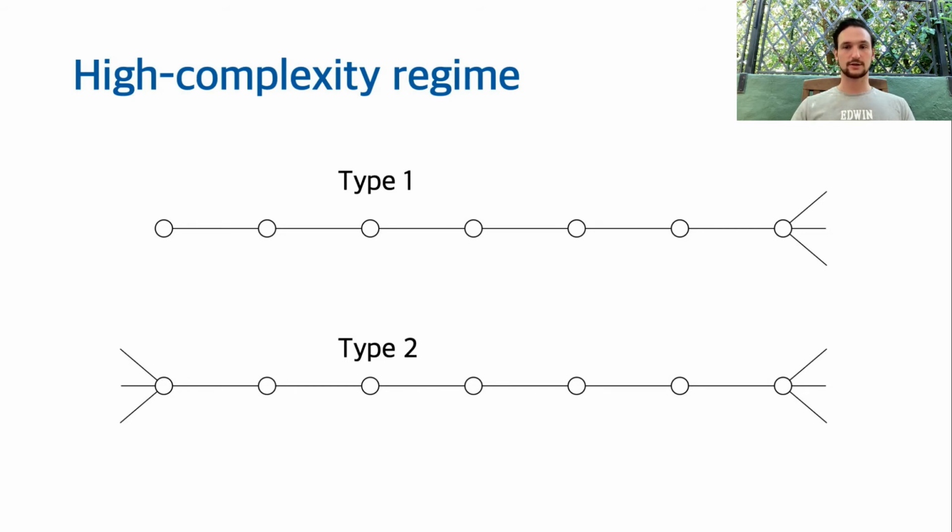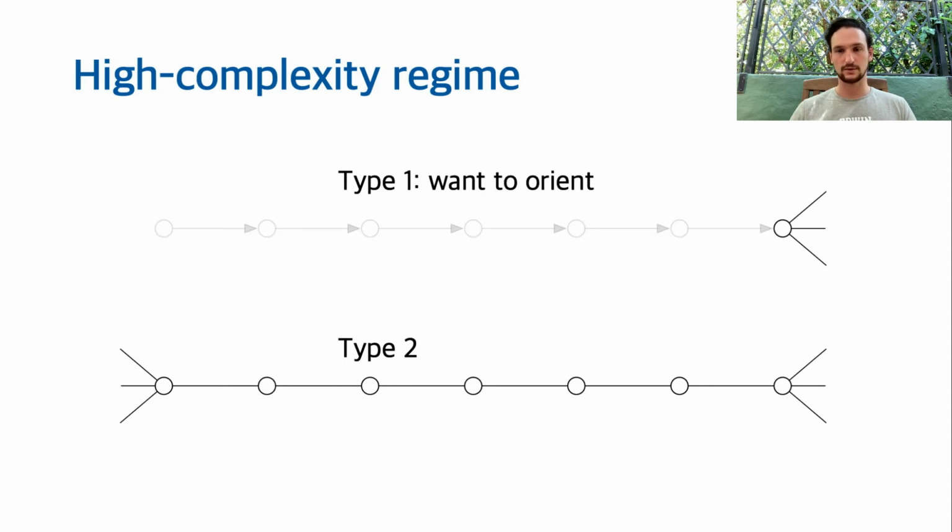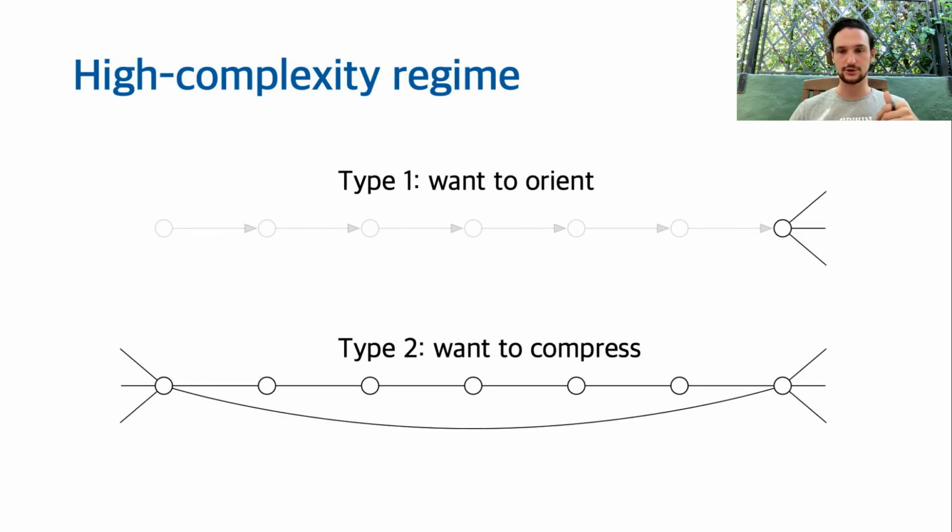And paths that are connected to a leaf, we want to orient and then remove, because we don't need them anymore. We know the orientation is going to be from the leaf outwards. But type 2 paths we want to compress, because we do not know the orientation yet. It can be to the left or to the right. So we want to create an edge between the endpoints, and we want to remove all the other nodes because we don't really need them.